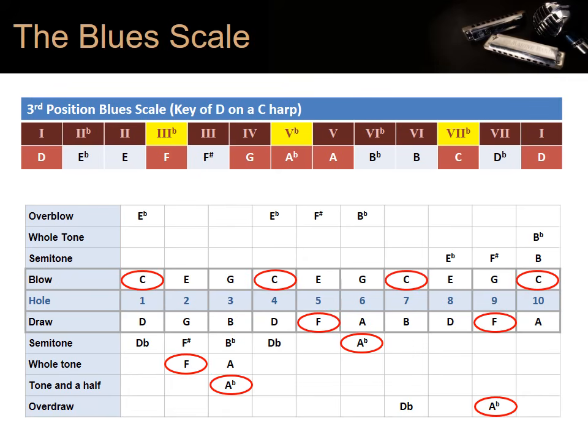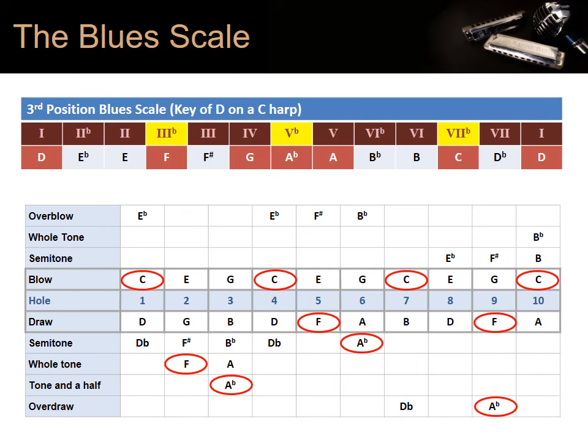So as you can see, the blue notes in third position are widely available across the harmonica. So our flat 7, the C, is available as blow notes on the 1 hole, 4 hole, 7 hole and 10 hole. The flat third, the F, is available as a draw note on the 5 hole draw and 9 hole draw, and then as the 2 hole draw whole tone bend.